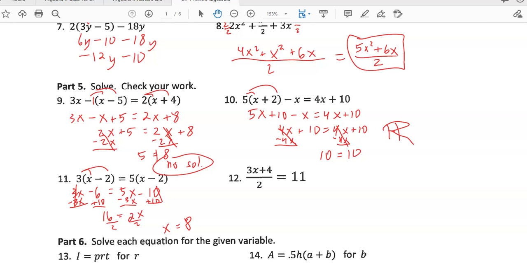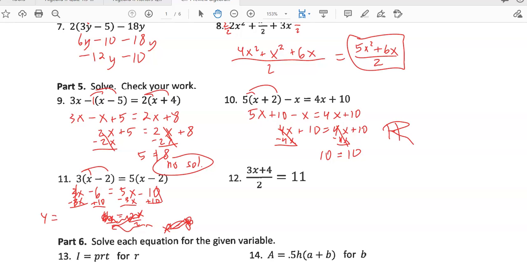X minus 6 minus 10. Oh, I'm sorry. I added 10, right? So let's redo that from this point forward. So I got it right to there. So negative 6 plus 10 is 4. Just caught my mistake. I was like, that doesn't look right.